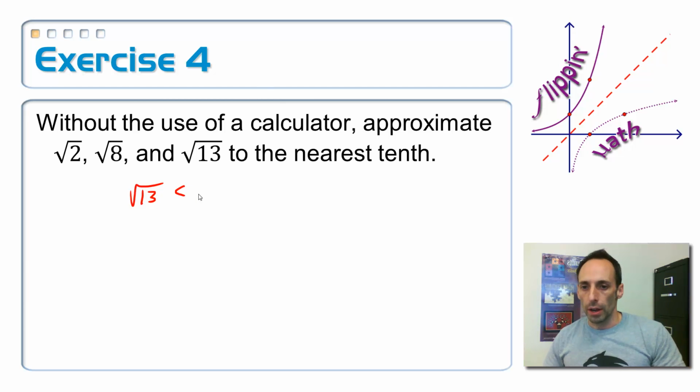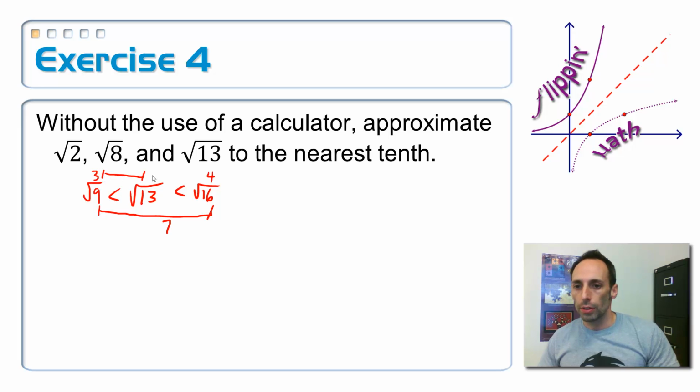So on the big side, I know that's the square root of 16, right, which is 4. That's the perfect square that's on the big side. On the small side, the perfect square would be 9, which is 3. So it's in between 3 and 4. Okay. So now I figure out how many little units does that break the number line up into. So from 9 to 16, that's 7 units. And then from 9 to 13, I've gone 4. Yeah, there we go, 4.